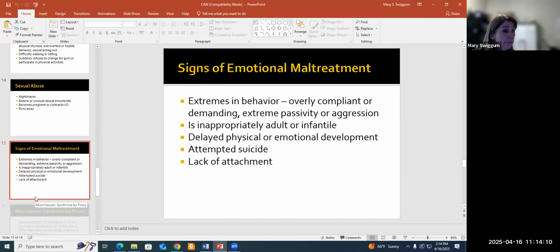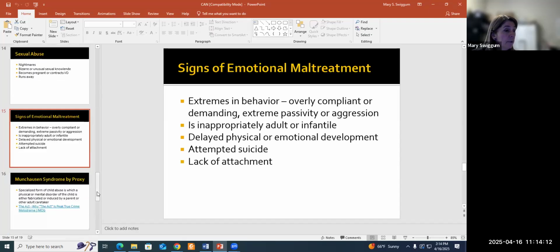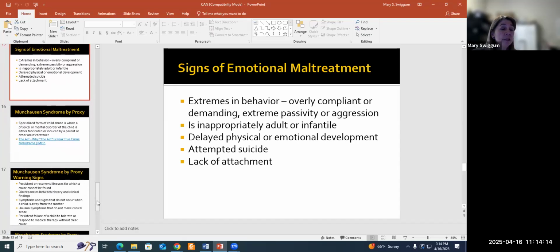So signs of emotional maltreatment can be extremes in behavior, such as being overly compliant or overly demanding, extreme passivity or aggression, being inappropriately adult or inappropriately infantile, right? So these extremes of behavior. Having delayed physical or emotional development, attempted suicide, and a lack of attachment.